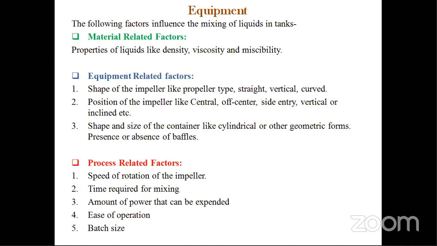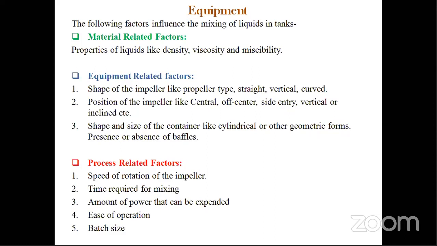Now come to the question: what are the factors that influence the mixing of liquids? Three main types of factors affect the mixing of liquids. First one is material related factors, second one is equipment related factors, and third one is process related factors. Material related factors include the density of the liquids, viscosity, and the miscibility of both liquids. So three material parameters affect the mixing of liquids.